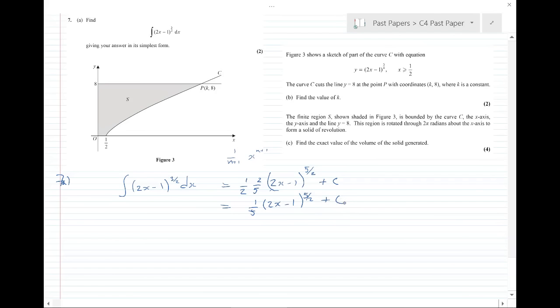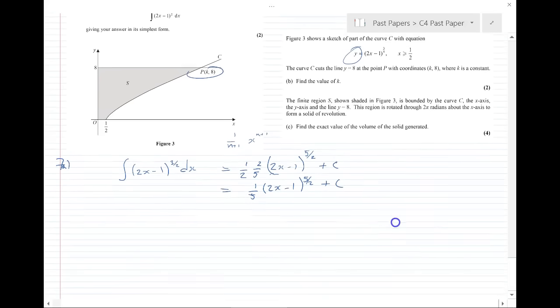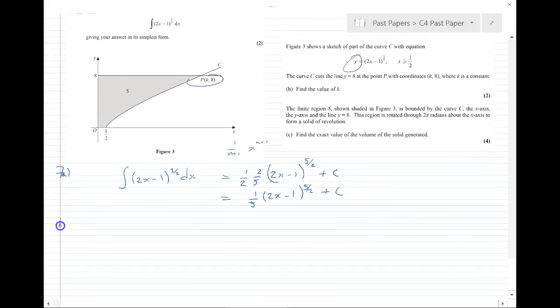Right, so then we've got a volume question, a volume of revolution question. But before we get there, it says find the value of k here. So that's just a case of putting y as 8 in here and working with that. So let's do that first. So y equals 8. So we have 8 is equal to 2x minus 1 to the 3/4.